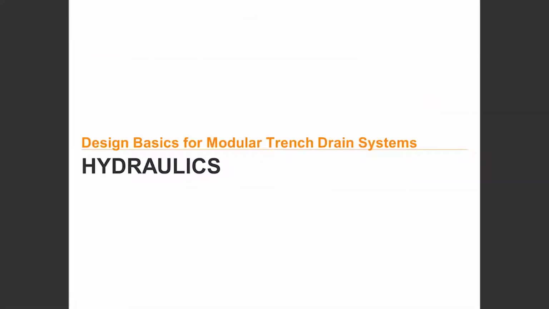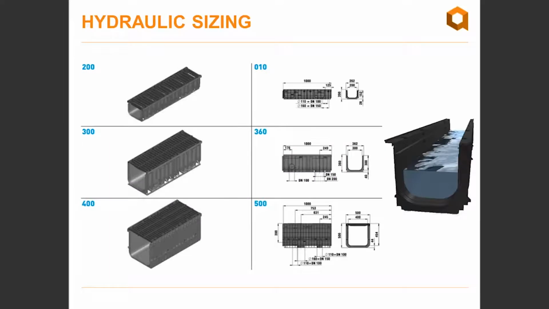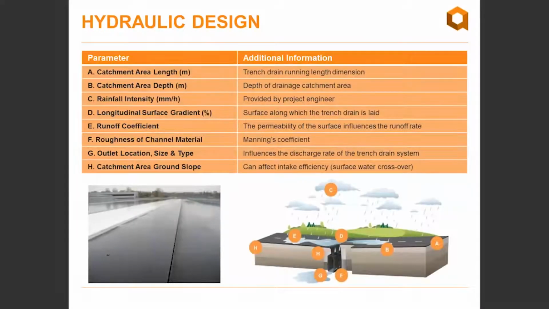Now the second aspect of choosing a trench drain system is the hydraulics. The idea is to determine the right cross section to meet the hydraulic performance. This table gives an overview of all the parameters influencing the hydraulic sizing of the trench drain. A, catchment area length, that's basically the trench drain running length. Then the catchment area depth, B. Those two parameters give you the surface of the catchment area basically.